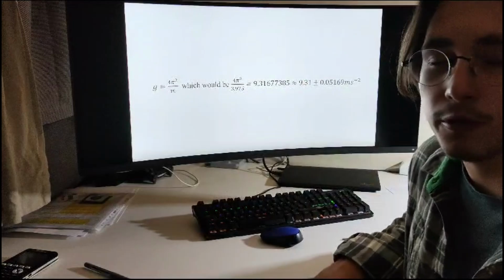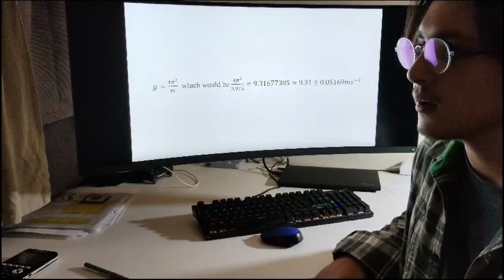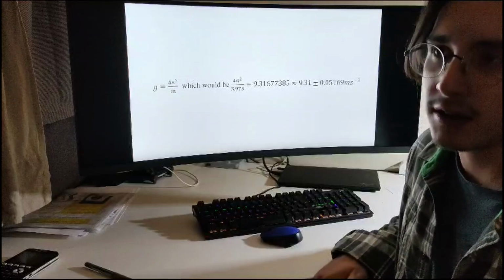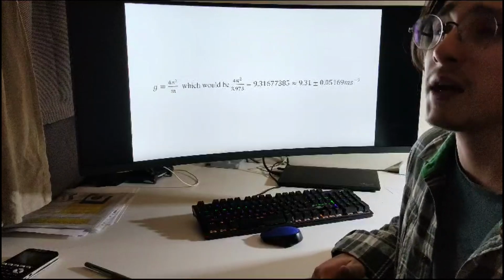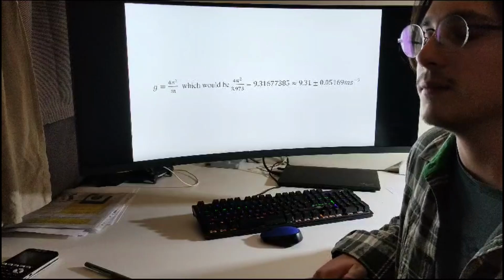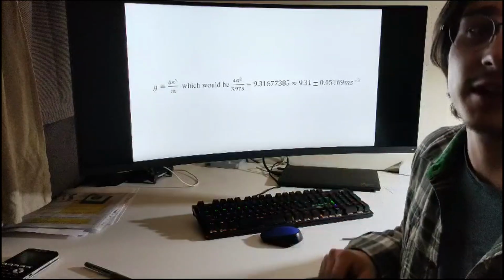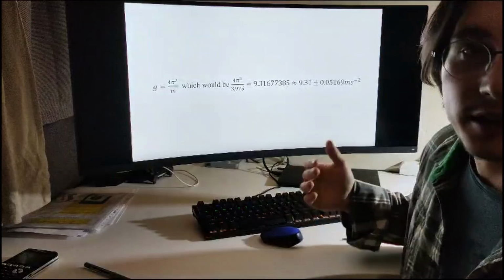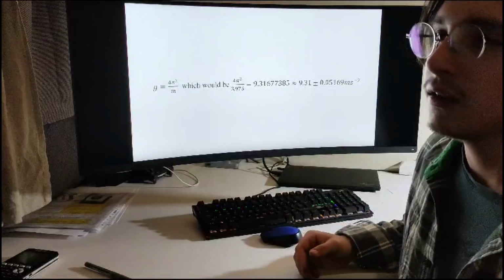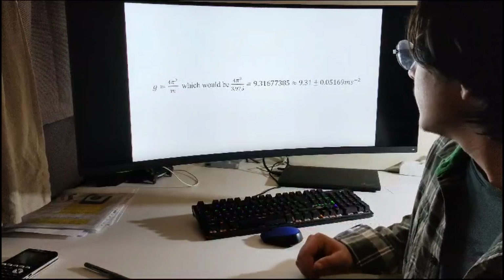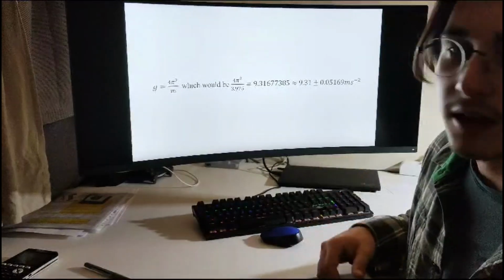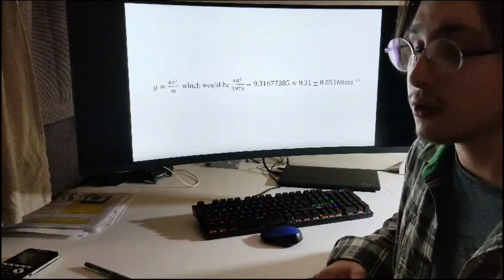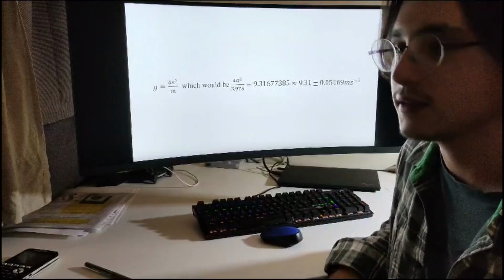Now, 9.31 meters per second squared is remarkably close to the real value of g at Ankara, which is around 9.7. I had calculated it in my report. I don't know it by heart, but it is remarkably close to, well, 1 decimal point. Thus, I think our experiment can be considered generally a success.